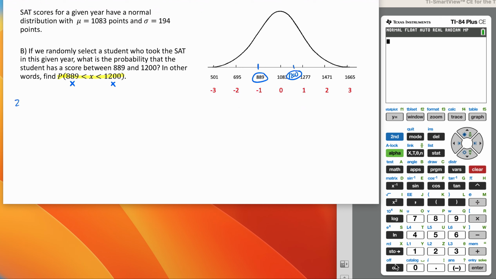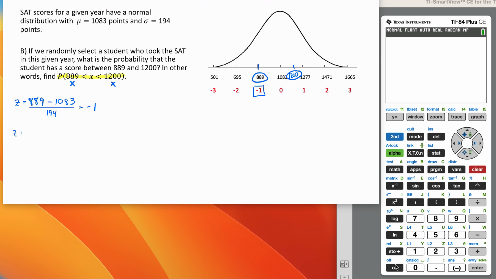And then next, if you're using z-tables, we need to calculate the z-scores that correspond with an SAT score of an 889 and 1200. So the z-score for an SAT score of 889, if we do the calculation, is 889 minus 1083 divided by the standard deviation of 194. This gives us a z-score of -1, which I've already marked on the distribution on the right.